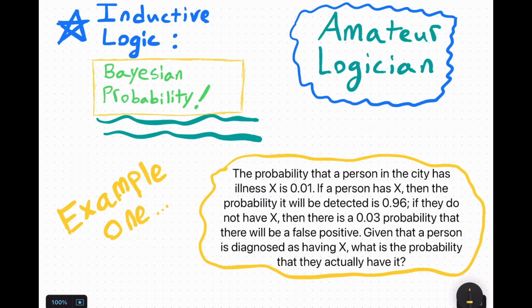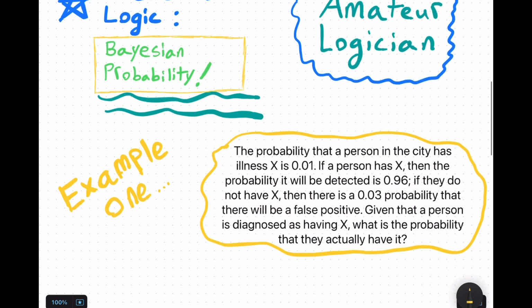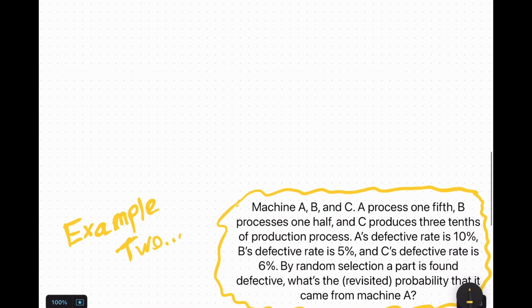We're going to continue our exploration of inductive logic and think about Bayesian probability. We're going to work through 2 example problems. But before we do that, I think we should do some derivations.